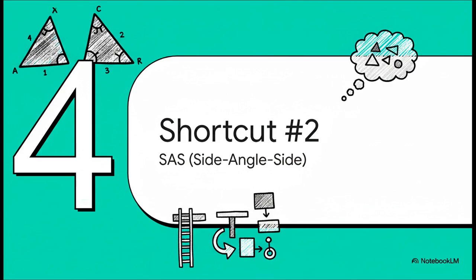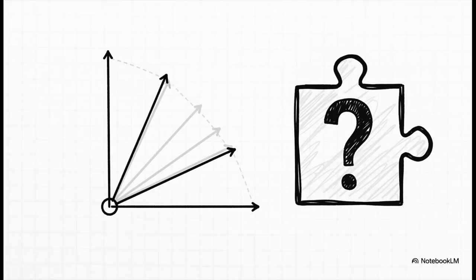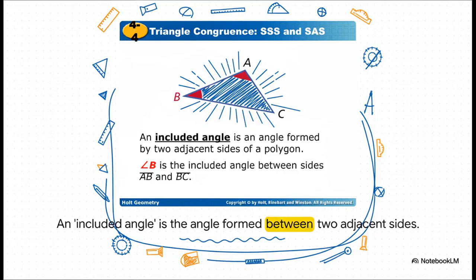This one is called SAS. So just imagine for a second, you know 2 sides of one triangle match 2 sides of another. Is that enough? Not quite. See, you could swing those 2 sides around at different angles and create a whole bunch of different triangles. We need one more crucial piece of the puzzle to lock it all down. And that missing piece, it's called the included angle.